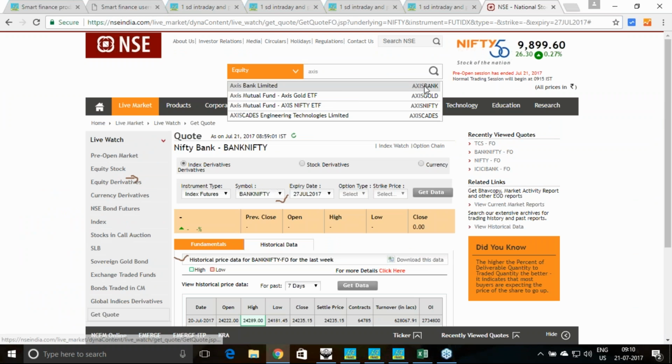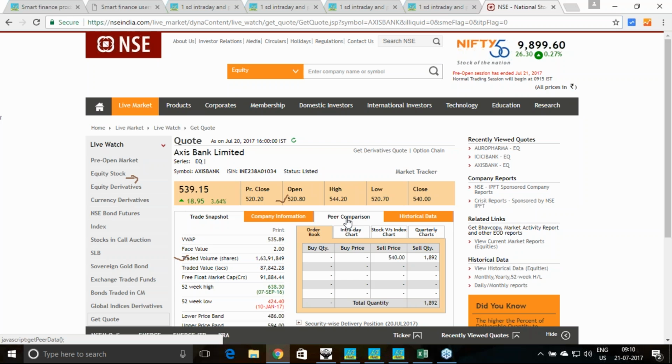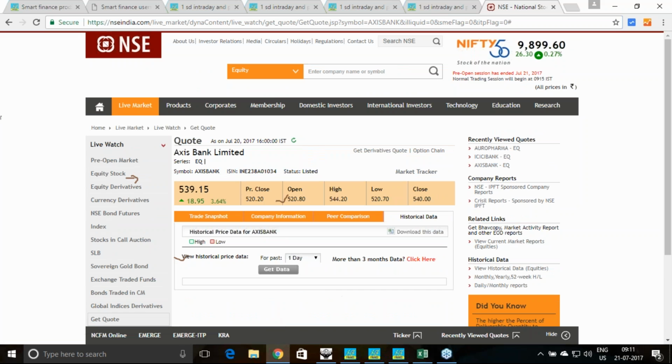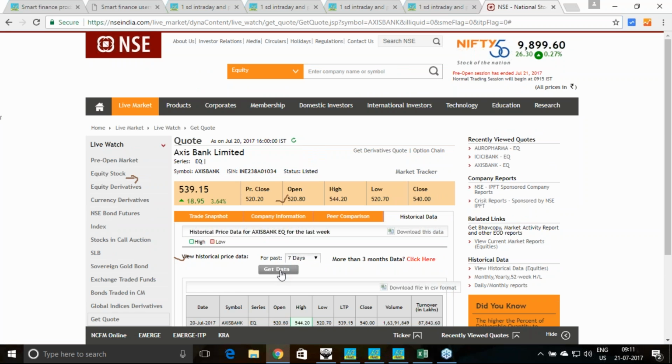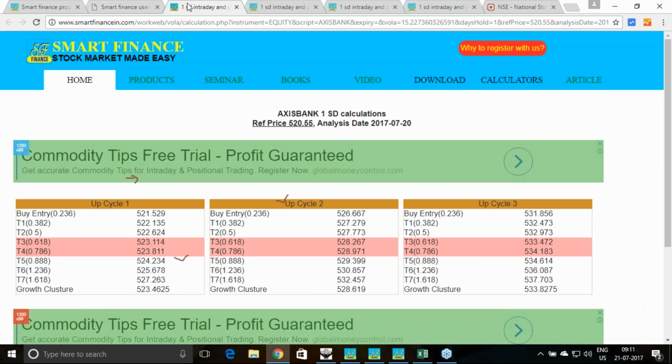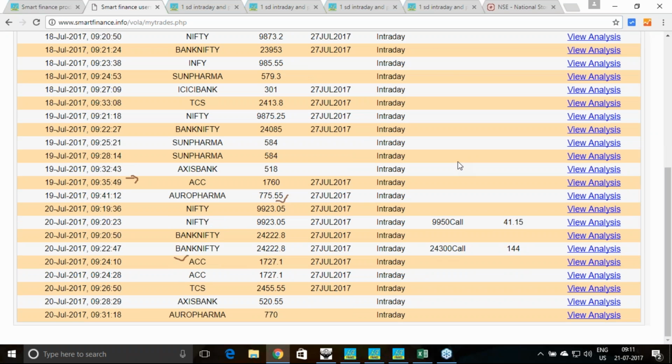Yesterday, what was the action in Axis Bank? Going to the historic data for 7 days, here is the 20th yesterday, 944.20. This is what you achieved in Axis Bank. You entered in the second cycle, and till 37 was your third cycle. Almost you got everything. If you are a little nervous trader in the equity segment, trading fewer shares, you could have exited at the second or third target.